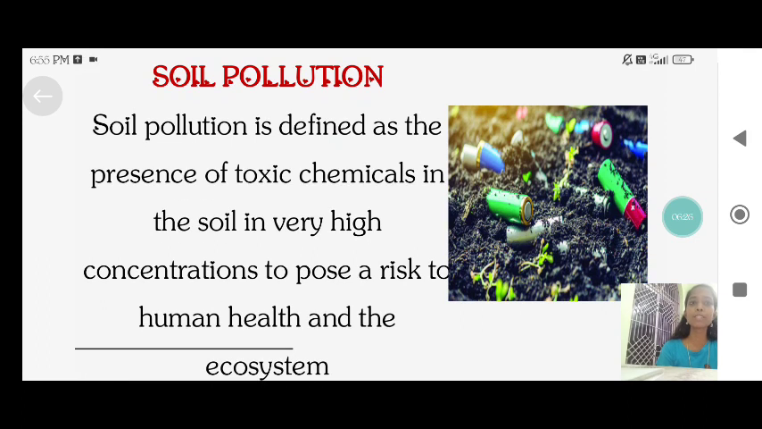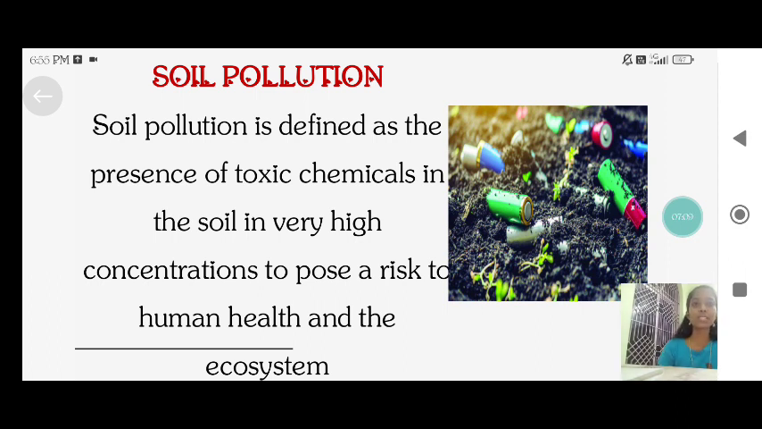Soil pollution is defined as the presence of toxic chemicals in the soil in very high concentrations to pose a risk to human health and the ecosystem. We as human beings are a major part of polluting the soil. If we buy a chocolate, we usually eat the chocolate, and then we throw the plastic cover on the soil. You all know that plastic stays in the soil for a long time. It takes a long time for decaying.